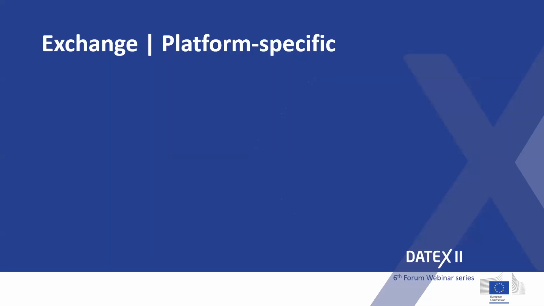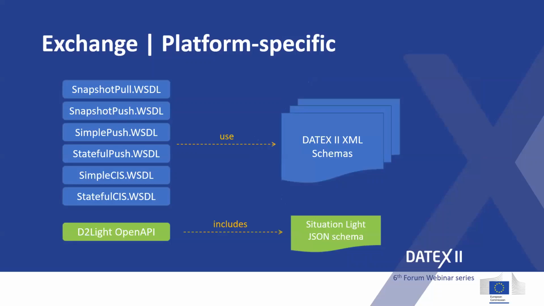Moving from there to the platform specific, finally, we've defined two sets of platform specific exchange specifications. At the top, we have web services and XML. So for people who want to use web services and XML, there is one pretty simple WSDL file for each exchange pattern. And there you see the operations realized as web services, and they use the DATEX II XML schemas. So you see a very thin and simple exchange data model, which has a container that includes the data content from the DATEX II content UML models.